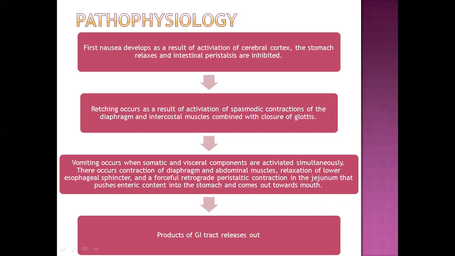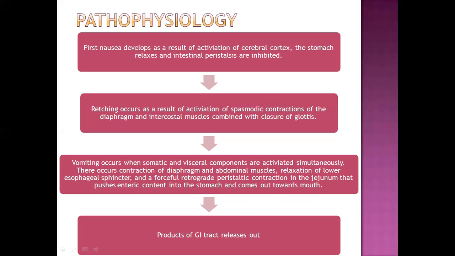The forceful contraction is known as forceful retrograde peristaltic contraction. Forceful because the contents come out forcefully. Retrograde is it follows against gravity. The product comes against gravity. Peristalsis is a movement and contraction related to the smooth muscles. So forceful retrograde peristaltic contraction. And along with that, there is contraction of the diaphragm, abdominal muscles, and relaxation of the lower esophageal sphincter. After that, products of the GI tract are released out.